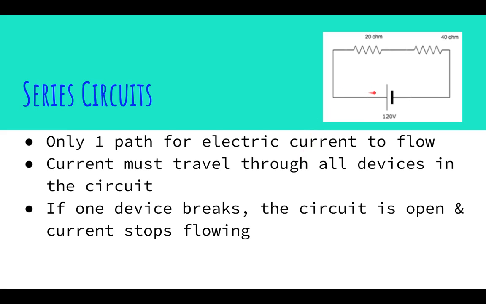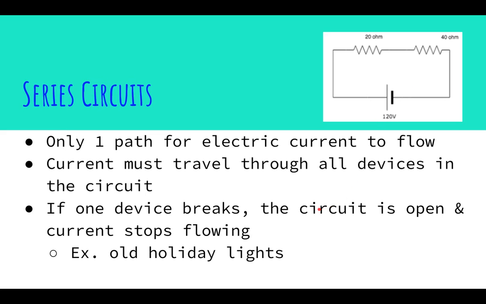So if you look at this, if this was a light bulb, and the old light bulbs, they used to have little wires that look like little spirals. If one of those broke, it would not allow the electricity to flow through. So it would be an open circuit and none of the lights would work. Even if you had another light bulb on that same circuit, that light bulb wouldn't work because no electricity would be able to get to it.